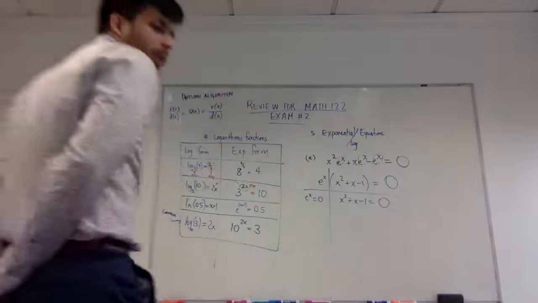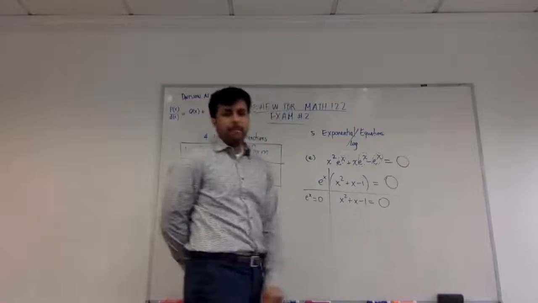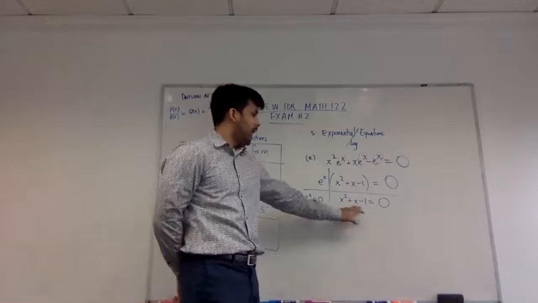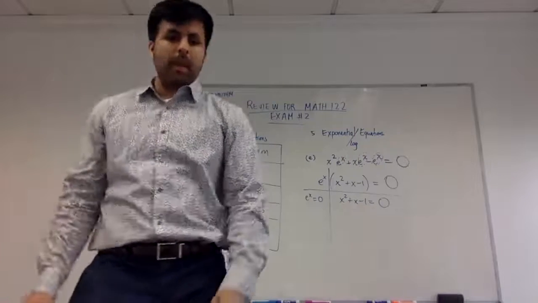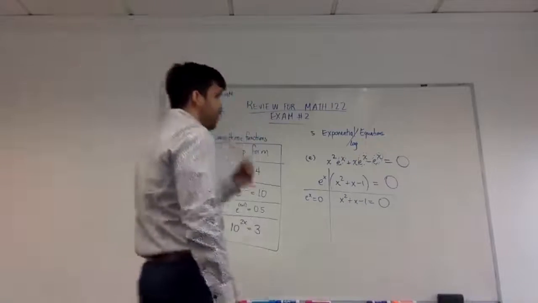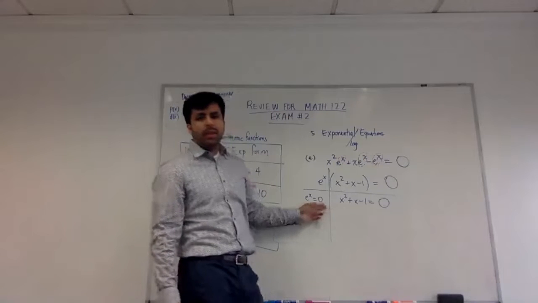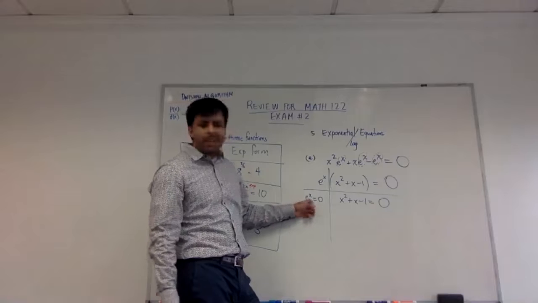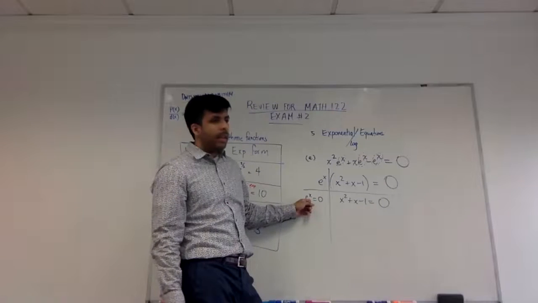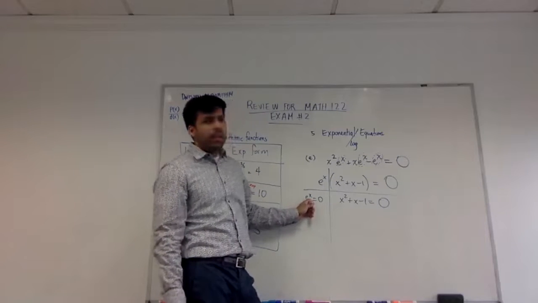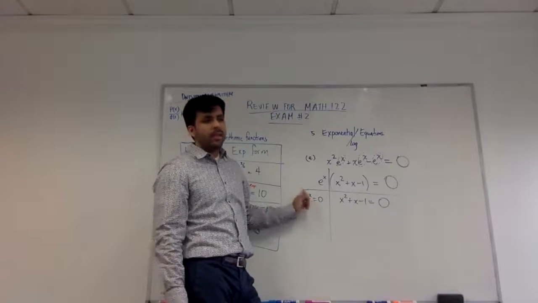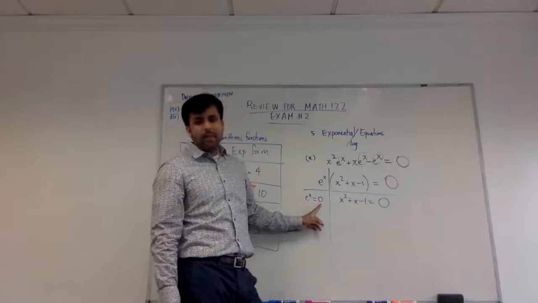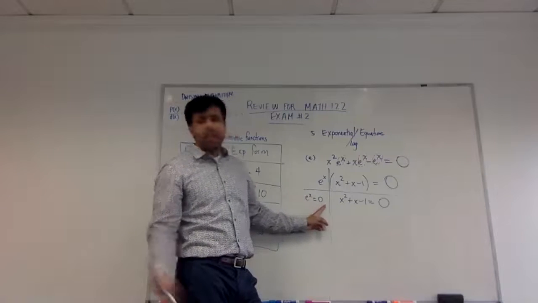So now I have two equations that I have to take care of: e to the x equals 0 and x squared plus x minus 1 equals 0. So we look at this first equation, e to the x equals 0. But you should be mindful of something here. e to the x is an exponential function, and we know that the range of e to the x is 0 to infinity, not including 0. So this guy is impossible. This will never happen.